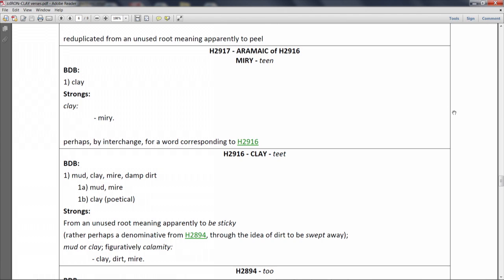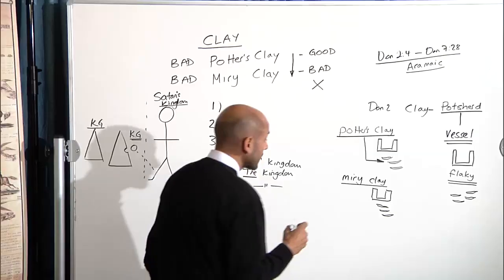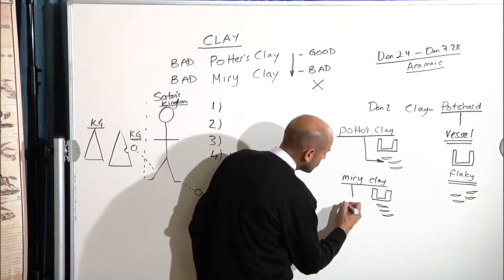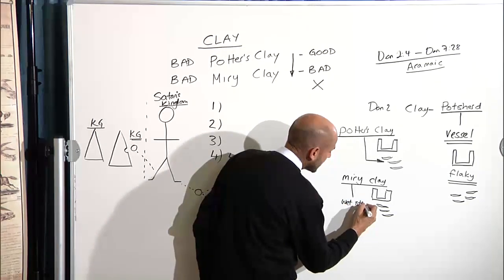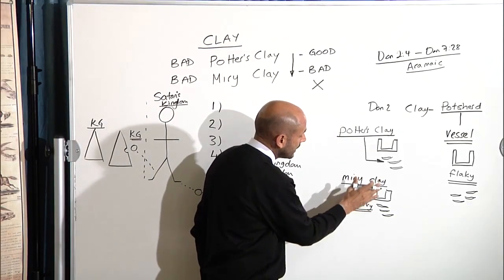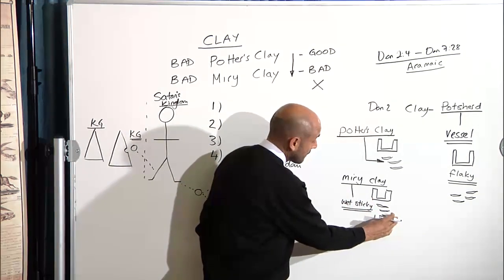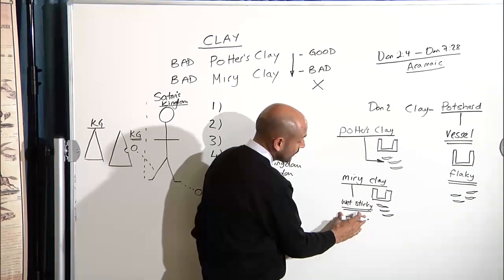Then it says from a word H2916. Now, if you look at H2916, which is one level down, the definition says mud, clay, mire, damp, dirt. And from Strong's, it says from an unused root meaning, apparently, to be sticky. So this is where people begin to have questions, because this looks like it's wet, sticky clay. So if you had miry clay, these two words are not portraying the same information when you consider that miry is defined by wet and sticky.